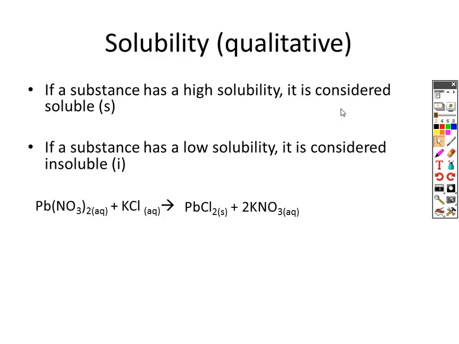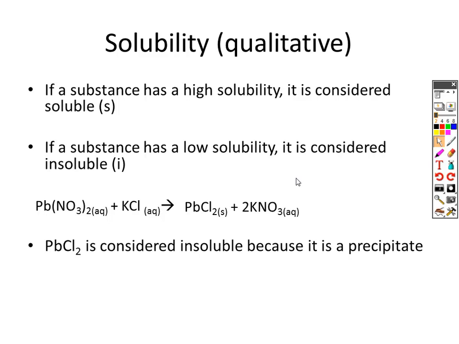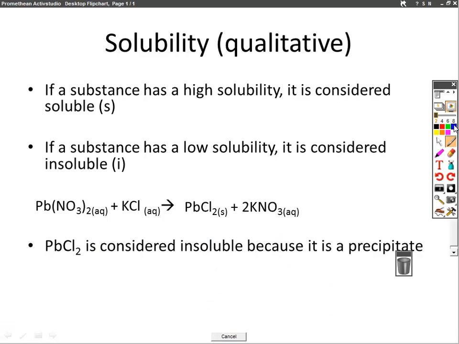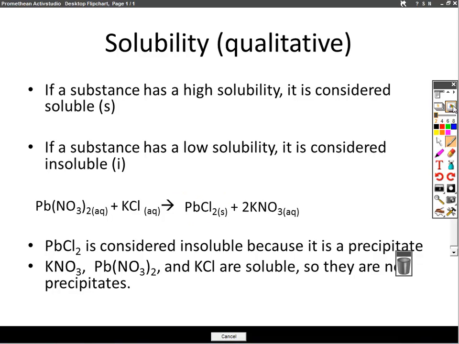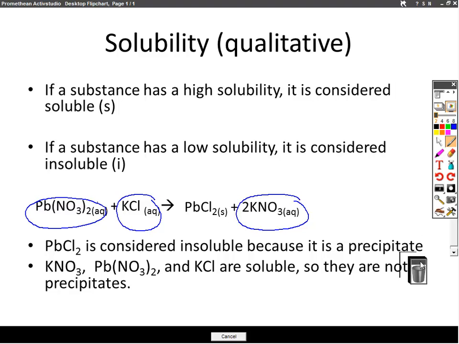In this reaction, we consider PbCl2 insoluble because it's a precipitate. And KNO3, Pb(NO3)2, and KCl are soluble because, well, they're all in aqueous solution. Those are considered soluble because they will dissolve.